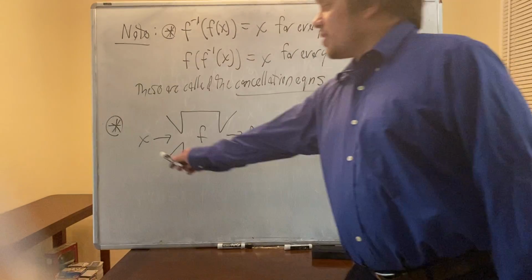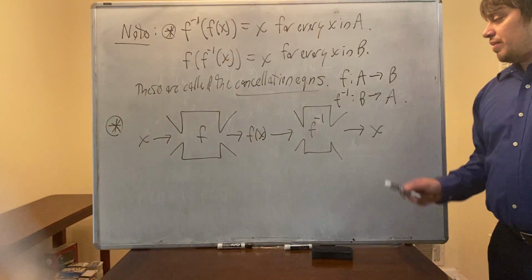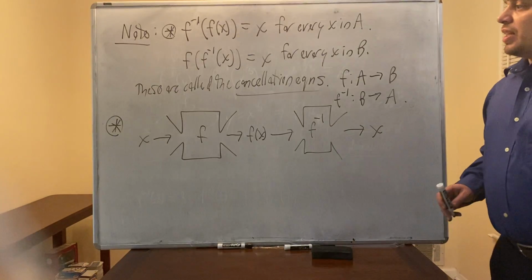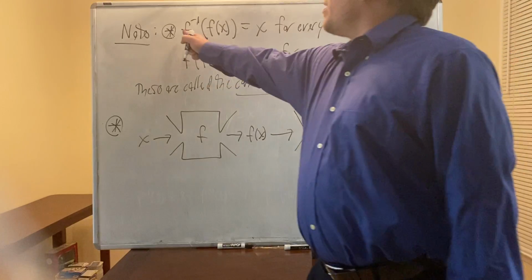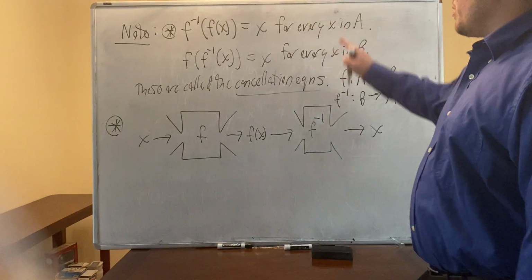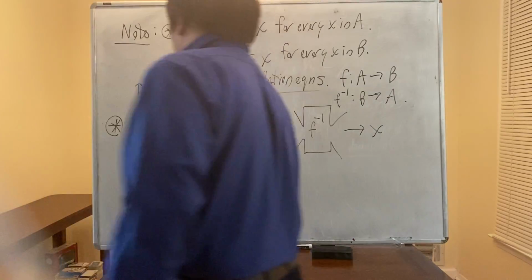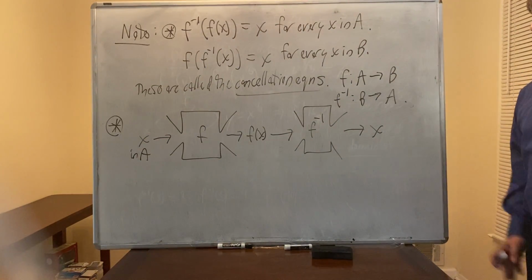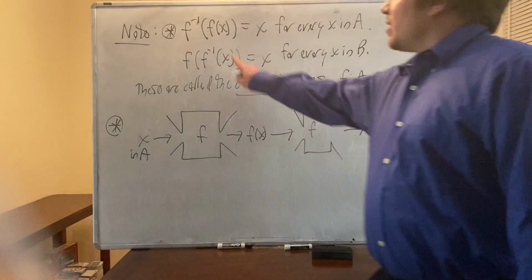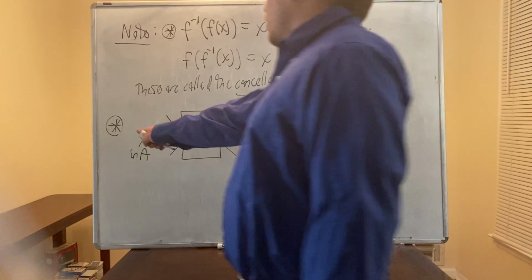That if you input x into f, the output is f of x. And if you input f of x into f inverse, you get back x. And so this is illustrating this equation: f inverse of f of x equals x for every x in A. So this is an x in set A. You input it into f, and then the output of that you input into f inverse. And you get x. Okay? So this is illustrating star.